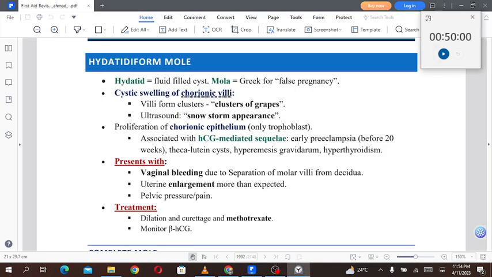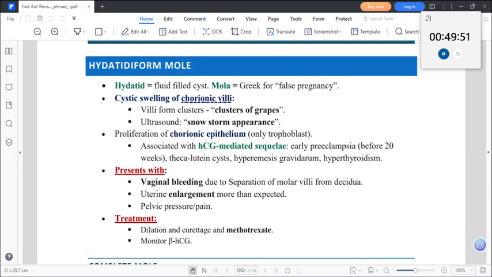So we have to talk about hydatidiform mole. Hydatid means fluid-filled cyst, and mola in Greek is for false pregnancy. Cystic swelling of the chorionic villi will be there. The villi form clusters, like a cluster of grapes, and ultrasound shows a snowstorm appearance. There is proliferation of the chorionic epithelium, only the trophoblasts will be there. We basically discussed that in the last session, but I am continuing from there.